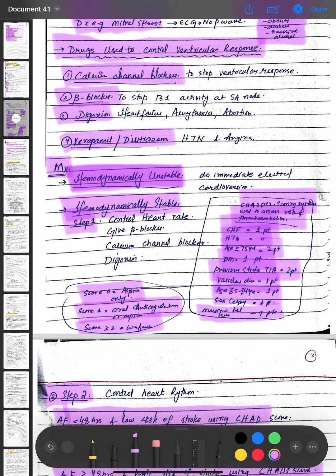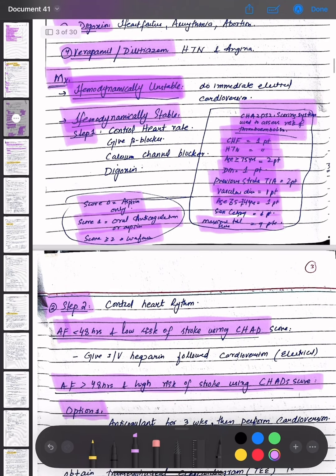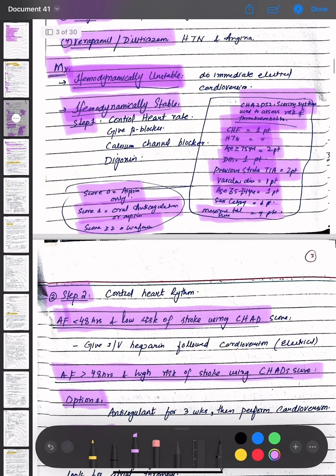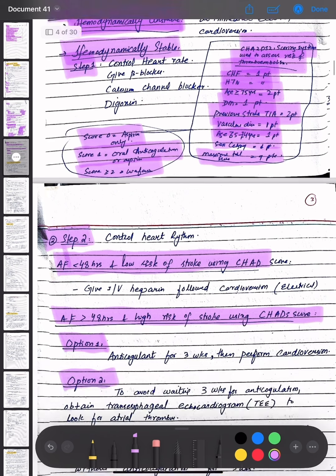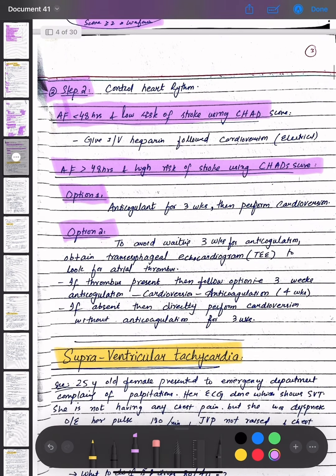Then what are the management options? There is for hemodynamically unstable patient and the hemodynamically stable patient. Then we are having the CHA2DS2-VASc scoring system, then the management according to the score.